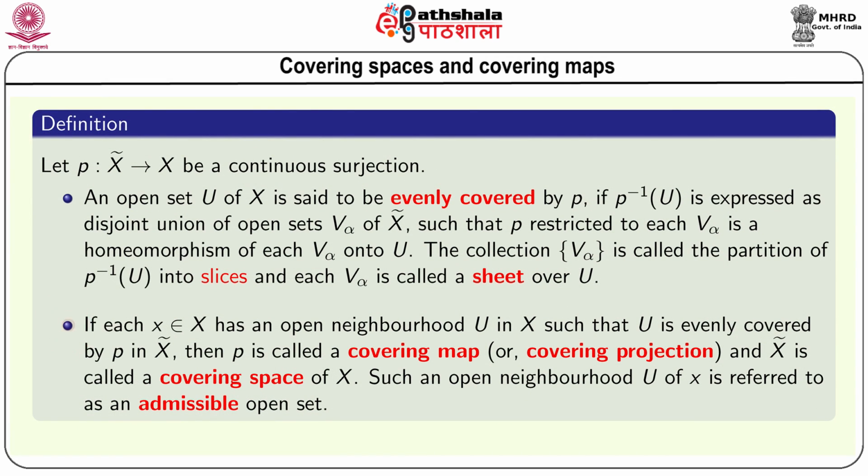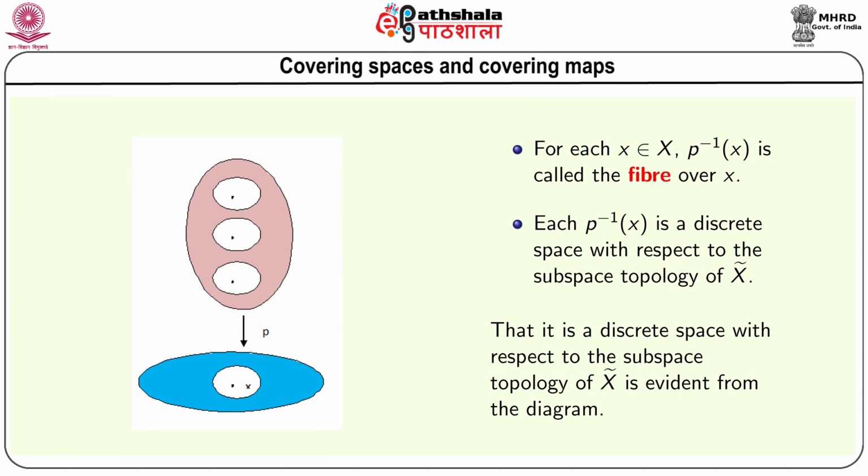For each x belonging to capital X, if it has an open neighborhood U in X such that P inverse U is evenly covered by P in X tilde, then P is called a covering map, and X tilde is called a covering space of capital X. Such an open neighborhood U of x is referred to as an admissible open set. Now, for each x belonging to capital X, if we take P inverse x, then that is a subset of X tilde. This particular subset is called the fiber over x, and as we can see from the diagram, it is a discrete space with respect to the subspace topology of X tilde.